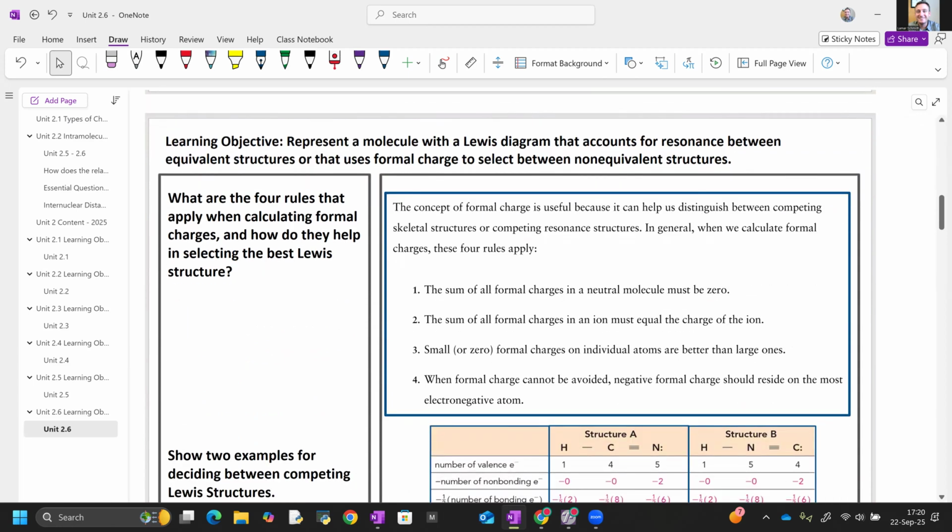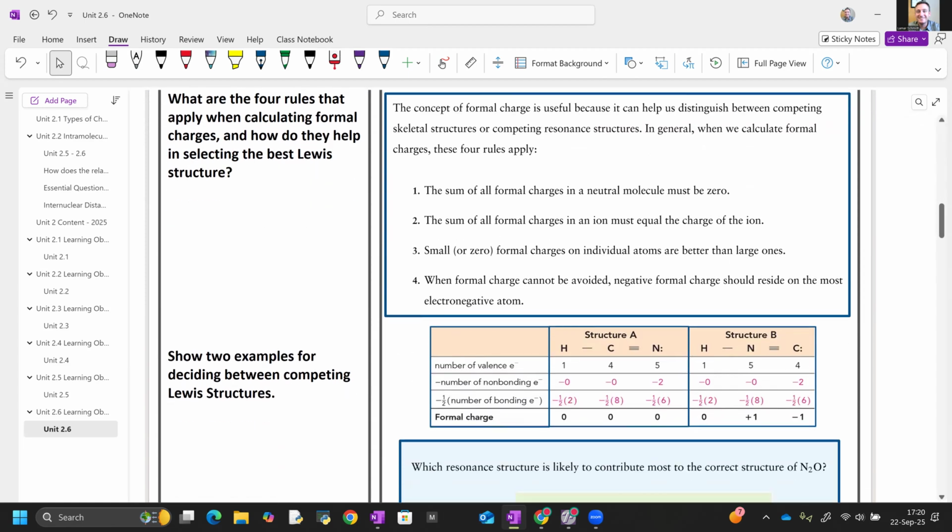Now, if we had an ion, the sum of the formal charges must equal the charge of the ion. We're going to see that play out later on. It's a very similar rule to rule number 1, except that if we have a charge on this molecule, an ion, then the formal charges should sum to the charge of that ion. Rules numbers 3 and 4 are really where we're going to spend most of our time, as far as distinguishing between our competing skeletal structures.